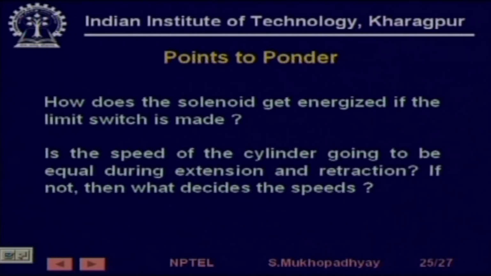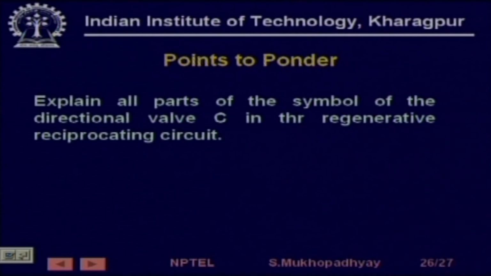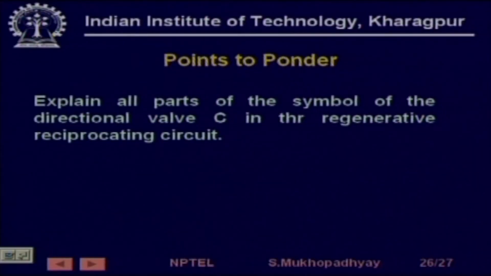Same question. Is the speed of the cylinder going to be equal during extension and retraction when you have a regenerative circuit? If not, then what decides the speeds? We have analyzed this. It is the area ratio, but how does it decide? That you figure out. Explain all parts of the symbol of the directional valve C, basically same except for something special. This is about the regenerative reciprocating circuit, only the directional valve has a detent, that was the only special thing.